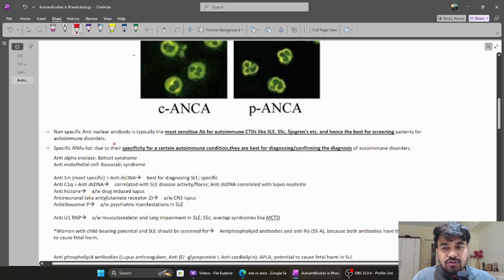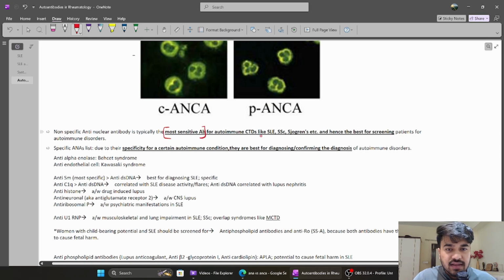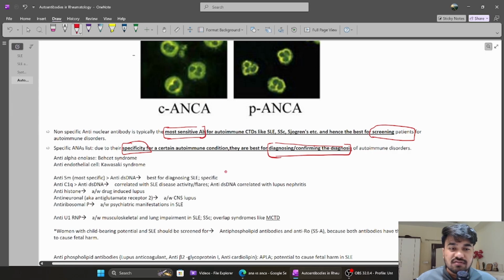Now moving on to the non-specific anti-nuclear antibody. So non-specific ANA is typically the most sensitive antibody for autoimmune connective tissue diseases like SLE, systemic sclerosis, Sjogren's syndrome, etc. And since they are the most sensitive, they are the best for screening the patient, right? Most sensitive antibody is best for screening the patients for autoimmune disorders. Compare this to specific ANAs. They are most specific for certain autoimmune conditions, hence they are best for diagnosing or confirming the diagnosis of the autoimmune condition, right? Because they have high specificity, while non-specific have high sensitivity, right?